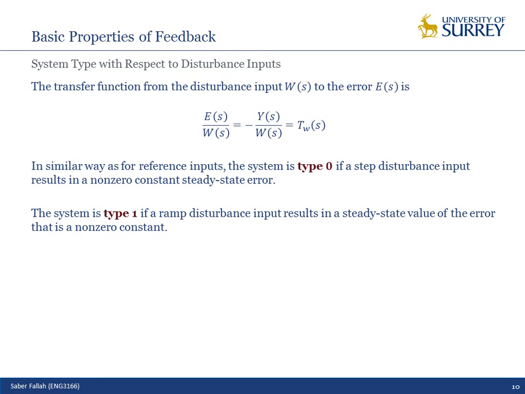Okay, guys. If you have type 0, it means for the step input, you have a constant steady state error. If you have type 1, it means for the step you have 0 steady state error, for the ramp it is constant, and for the higher polynomials it is infinite. If you have type 2, it means for the step and the ramp, you have 0 steady state error. For the parabola, you have a constant non-zero steady state error. For the higher, you have infinite steady state error. Okay? Is that clear? Yes. So hopefully everybody woke up.